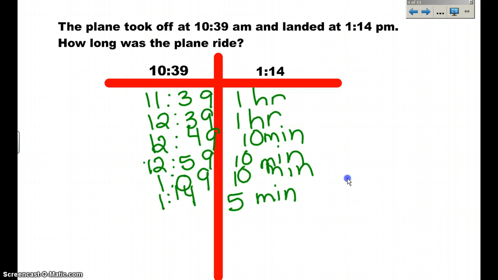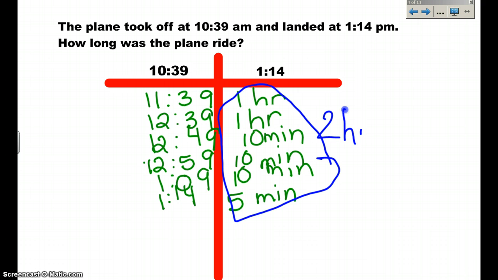Now, all I have to do is add all of this time up right here and I'll have my elapsed time. So add my hours first. That's 2 hours. And I'm going to come over here and write that. 2 hours and 10, 20, 30, 35. 2 hours and 35 minutes. And that's our elapsed time.